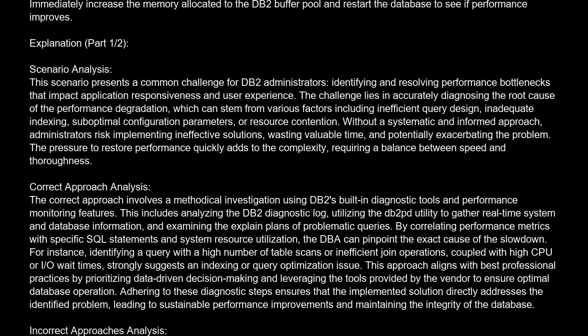By correlating performance metrics with specific SQL statements and system resource utilization, the DBA can pinpoint the exact cause of the slowdown. For instance, identifying a query with a high number of table scans or inefficient join operations, coupled with high CPU or I/O wait times, strongly suggests an indexing or query optimization issue.